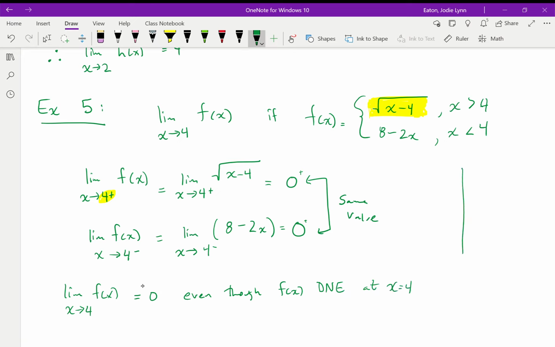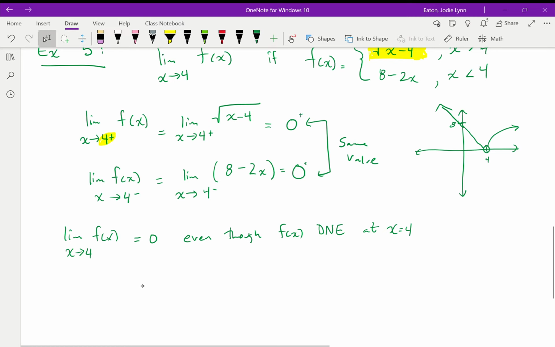Let's take a quick look just at what that function would look like if we graphed it. So at x equals 4, we would have a hole here. We would have a radical function going up, and then we would have a y-intercept, negative 2x plus 8. So our y-intercept would be positive 8, and then the x-intercept would also be 4. So we would have a line going up like that. And that's what our function would look like. So the limit is still 0, and you can see both of them are approaching 0 from above.